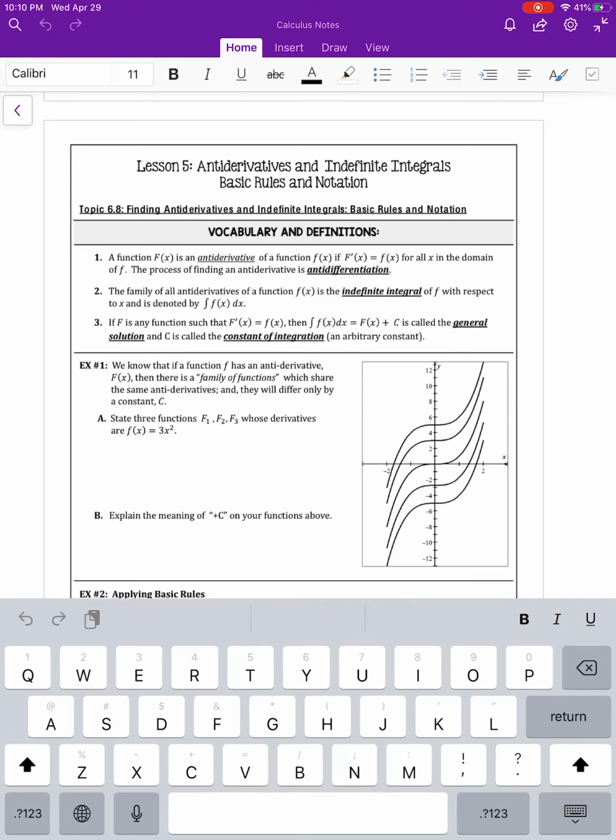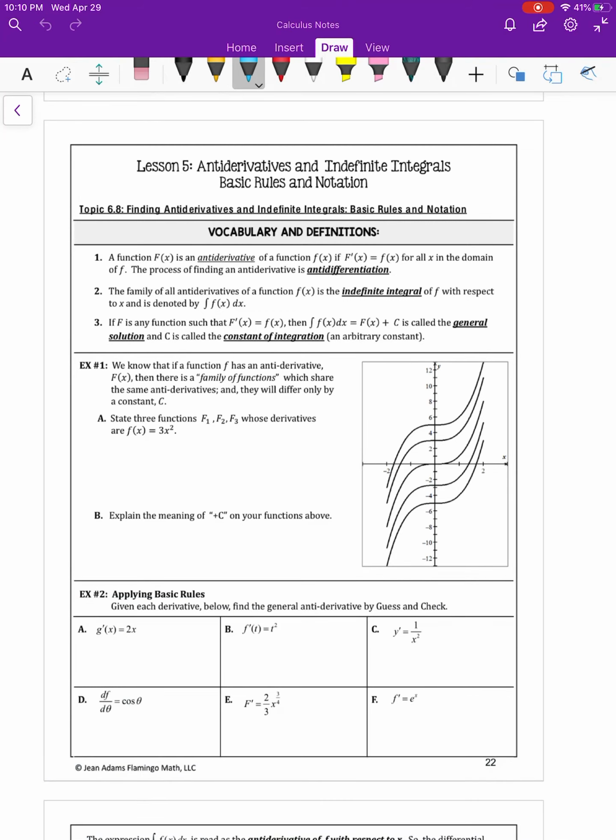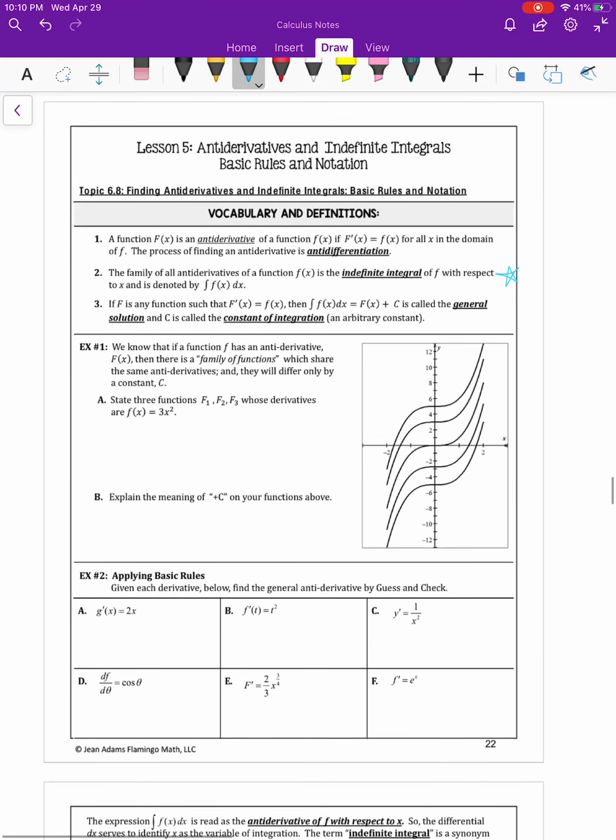The family of all antiderivatives of a function, lowercase f of x, is the indefinite integral of f with respect to x and is denoted by the integral sign f of x dx. This is exactly what I had given you in the last video. I said it was an indefinite integral if it doesn't have something from a to b. And I said the answer was going to be a function. So it's not only one function, it's a family of functions. I'll show you why we say that in just a second.